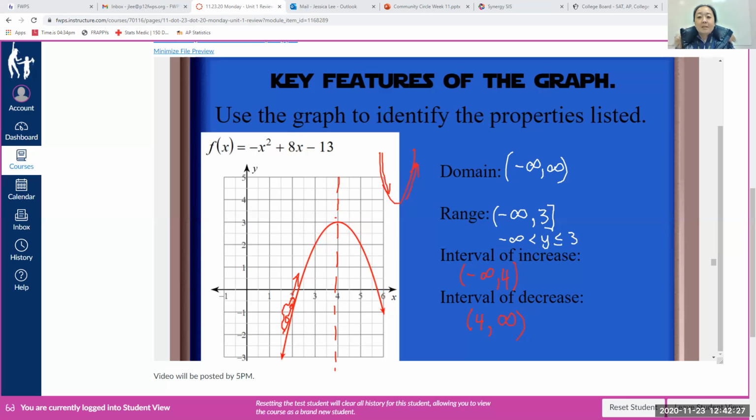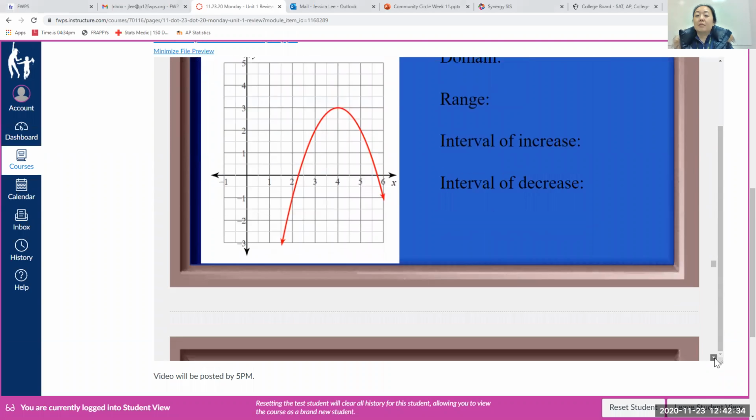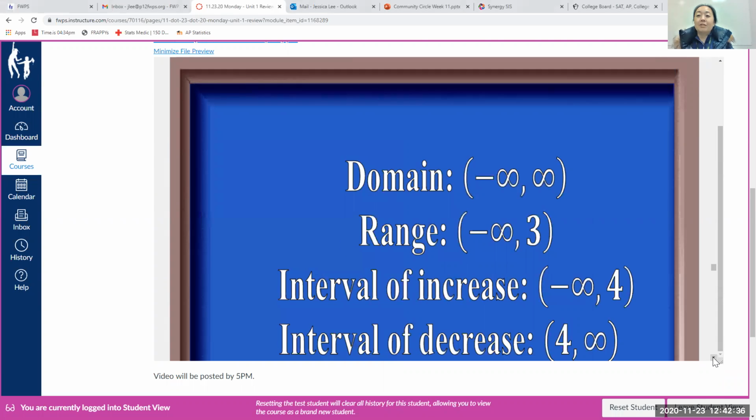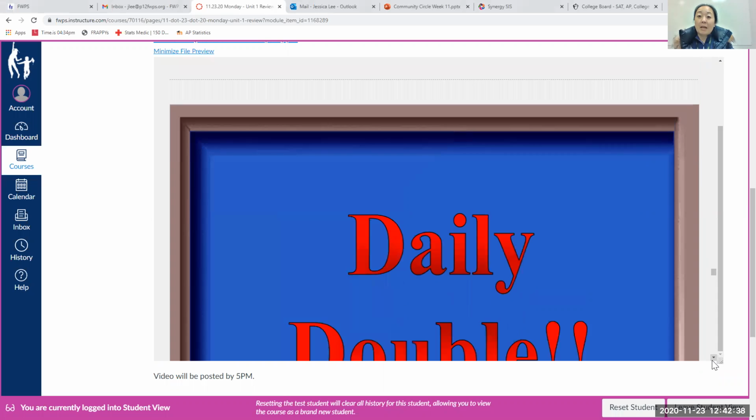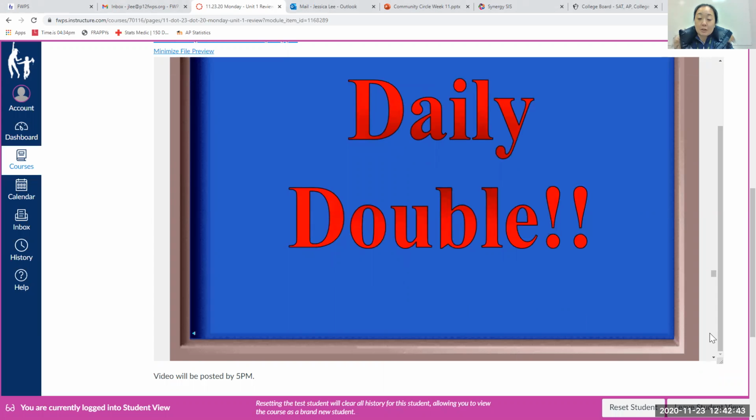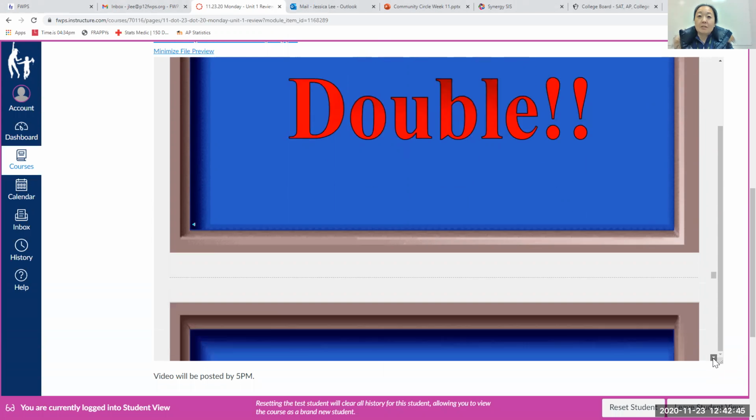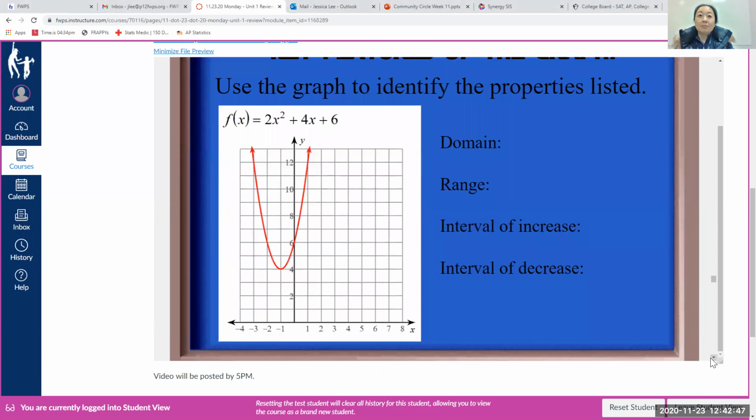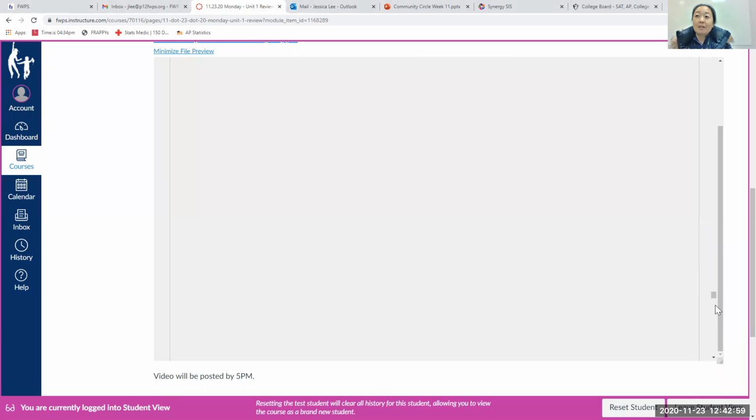All righties? All right, so we're moving on. Keep on going. Yep, there it is for you. And remember, for the interval of increase and decrease, that uses the x's, not the y's. Daily double. Well, we did this one already, so I would do this one if you're still a little confused, and I would check the answers on that. Okay, and then we're going to move on.